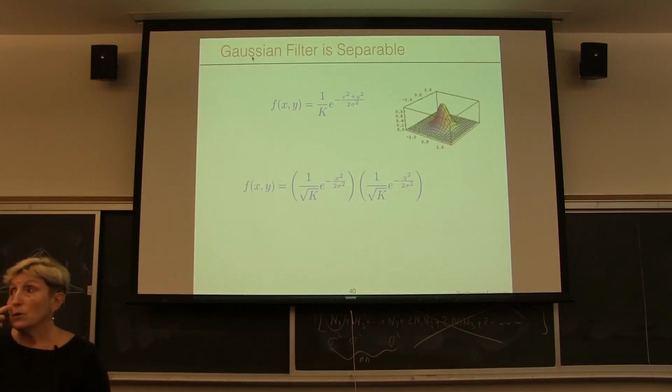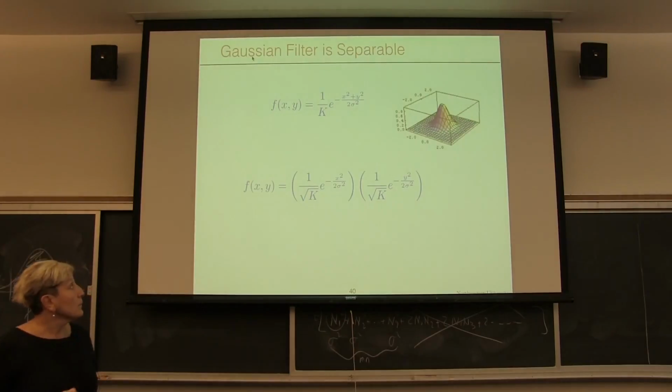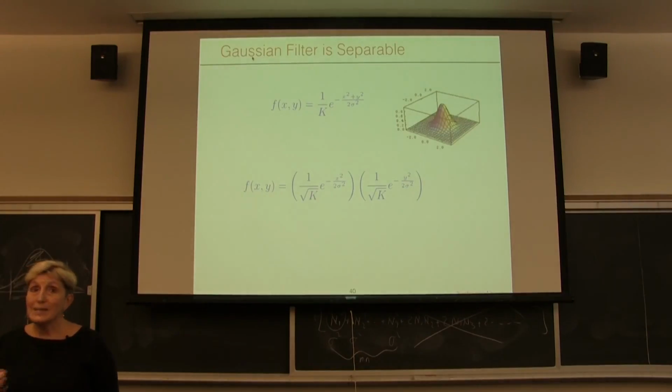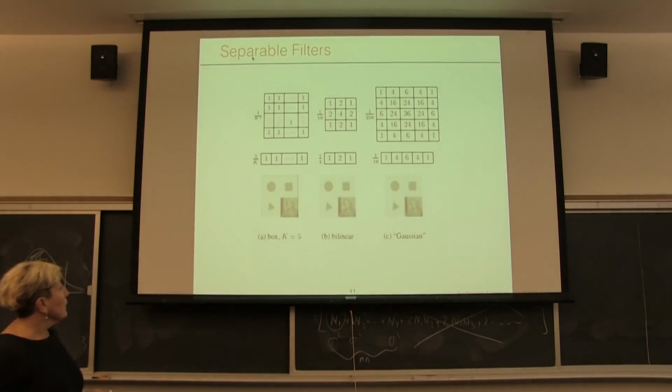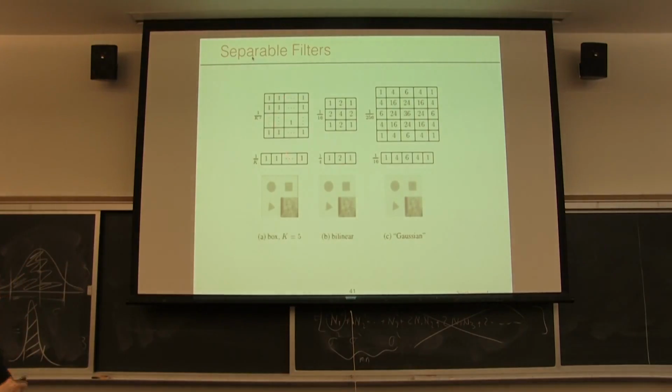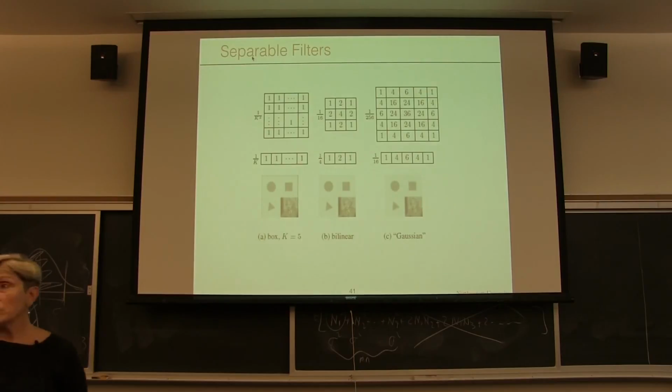The Gaussian filter is also separable. If I can separate this expression as a product of 2 expressions, one on x and one on y, I can do, again, 2 1D filters and achieve exactly the same response. Here are examples of filters. This is the box filter. This is the bilinear filter that we saw earlier. And this is a Gaussian filter applied to an image. And here are the corresponding 1D filters, the rows and the verticals, which in this case are actually the same one, just the transpose of one another.